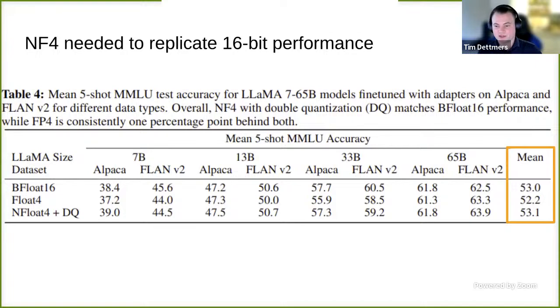And if we instruction fine-tune all these models, then in the rows we have, in the first row, 16-bit. So that's our target, our baseline. And then 4-bit floating point has a lower mean. And then the normal float with double quantization, basically we have the same mean. And that means that our 4-bit quantized model, if instruction fine-tuned, gets the same accuracy as the 16-bit model. So we replicate 16-bit performance.